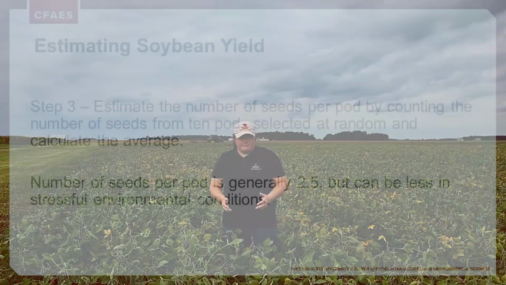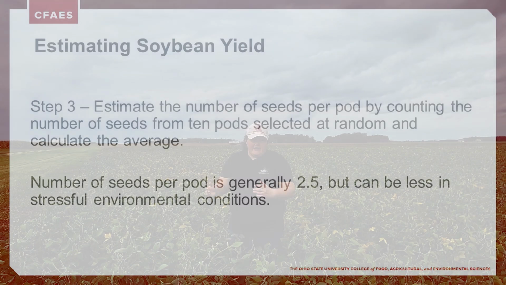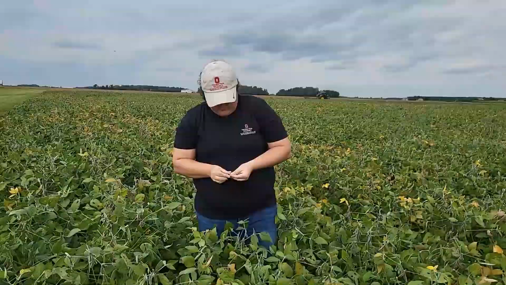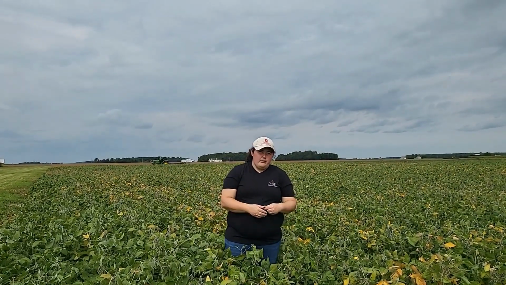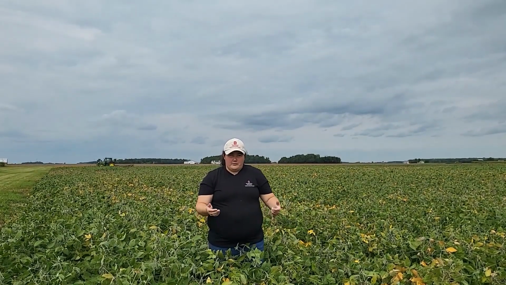Our third step is counting seeds per pod. So we'll take 10 random pods out of our 17 feet 5 inches and average them. So I just pulled 10 pods in our 17 feet 5 inches, and the average seeds per pod was 3.1 seeds. After that, we just do our calculation. And I'm going to have my coworker Jorge, he is a visiting scholar from Honduras, show you how to do the calculations.